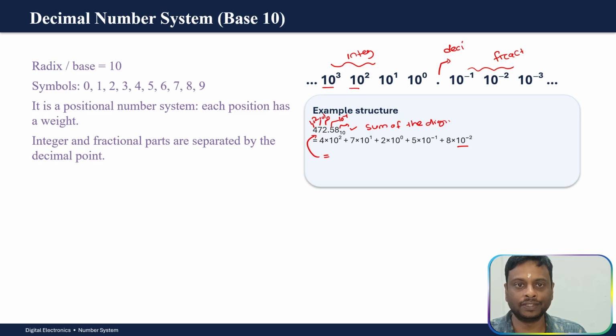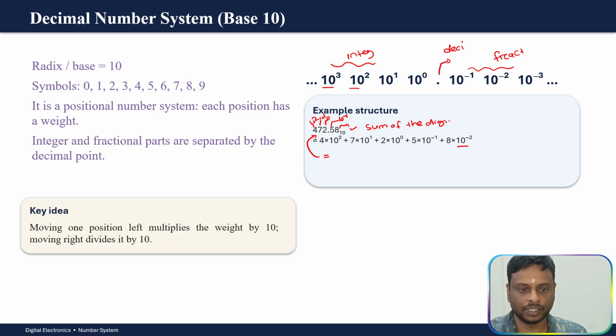So how do we obtain that number? Using the weights. The key idea is that moving one position to the left, multiply the weight by 10, and moving to the right, divide by 10.